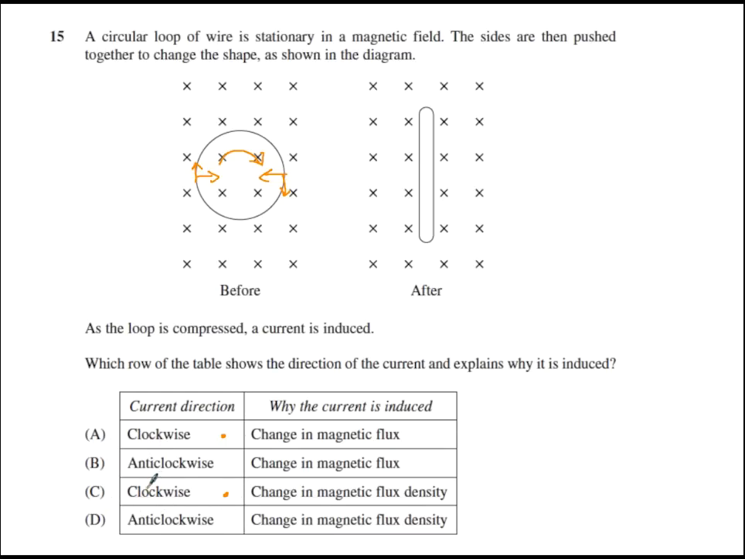Now, the question now is what is causing it? Well, again, we have an EMF because of the rate of change of flux over time. Okay, what's causing it? It's not the change in magnetic flux density, it's the rate of change of magnetic flux. So because that is the correct response over here, that leaves the only correct answer as A.